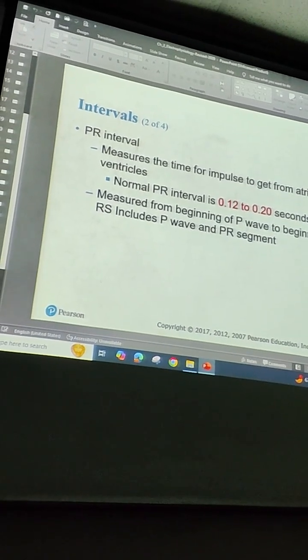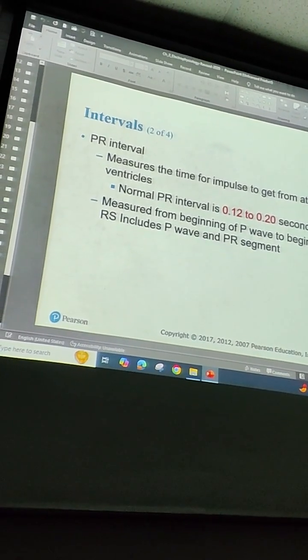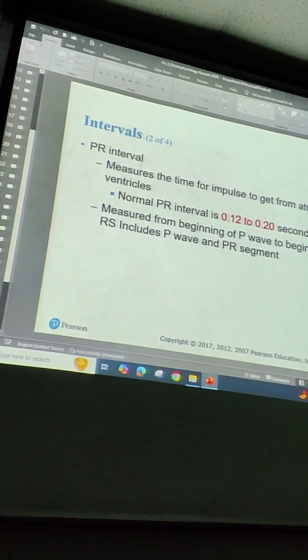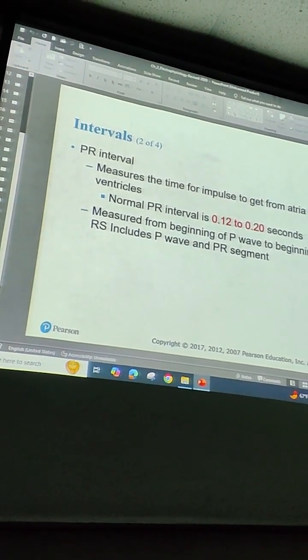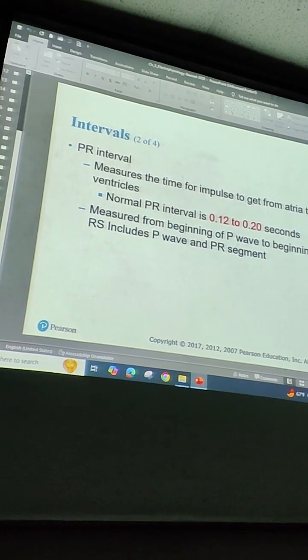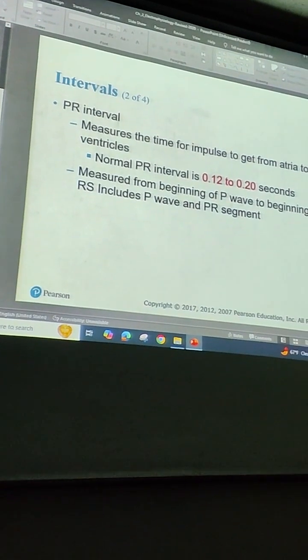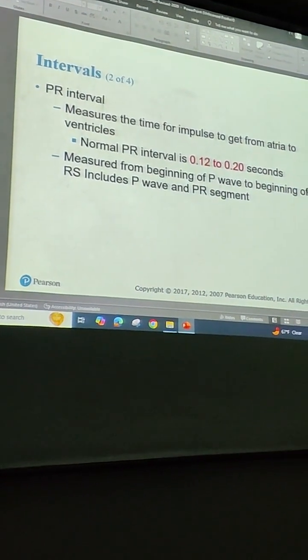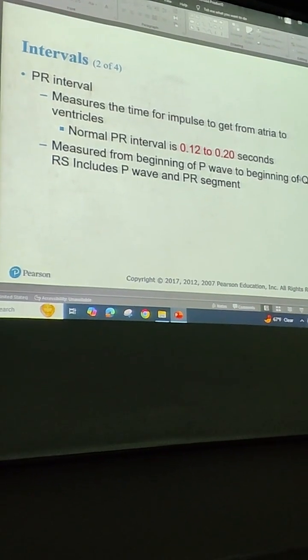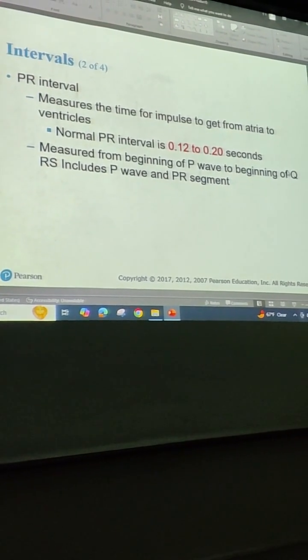So going back again, the interval has to be between 3 little boxes and 5 little boxes. What happens if it is less? The patient has a problem. It's too fast. What happens if it is more than 0.20? It's too slow. It takes too long to reach the other end. So it's extended. That's basically what it is.